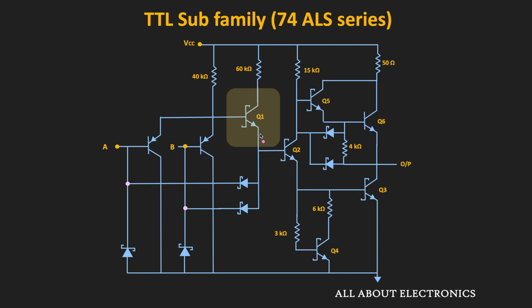So this transistor provides the required base drive for this Q2 transistor, because now the emitter current of the Q1 is going as the base current for the Q2. So due to that, now the base current of the Q2 will increase, and due to that, now this Q2 and Q3 will get turned on faster, and that will improve the switching speed.